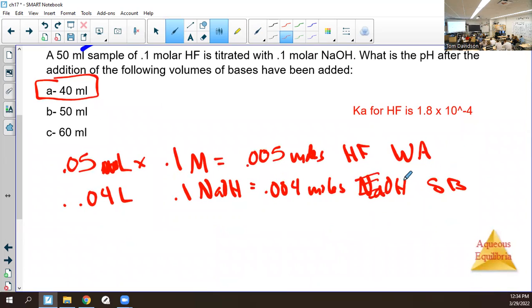What will the NaOH or the OH minus do to the HF? It neutralizes it, correct? So left at the end, do I have any extra HF? I have 0.001 moles of HF left. And how many moles do I have of F minus?